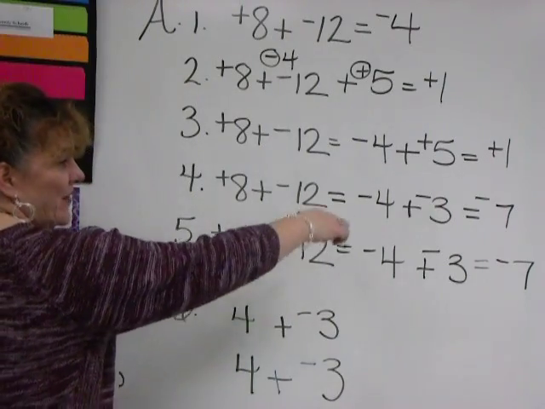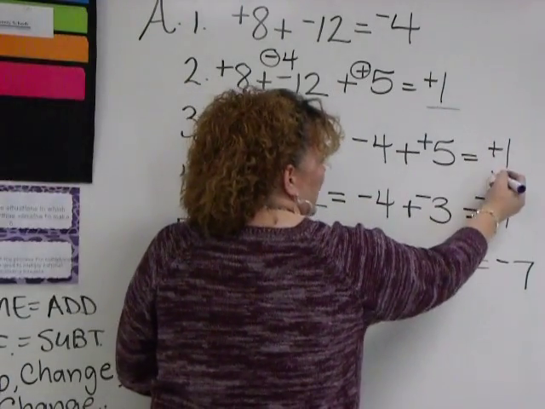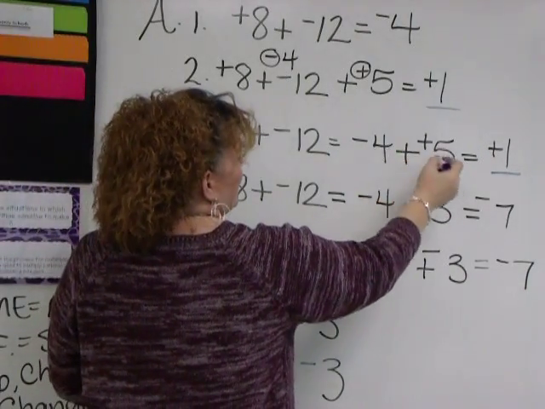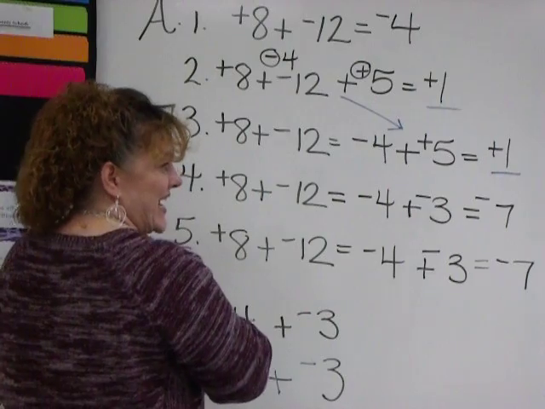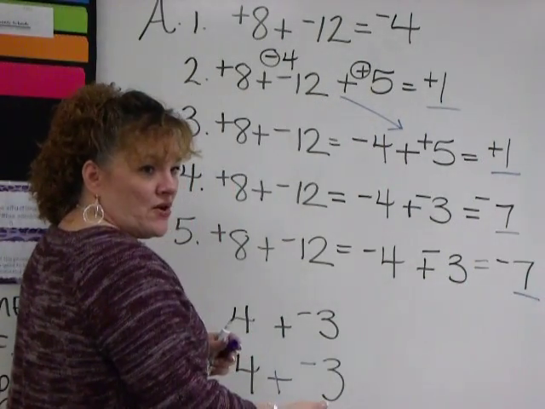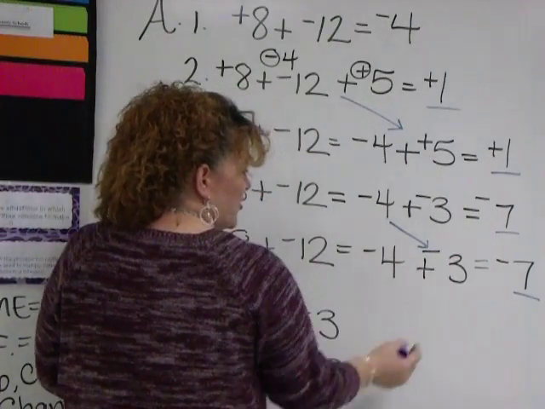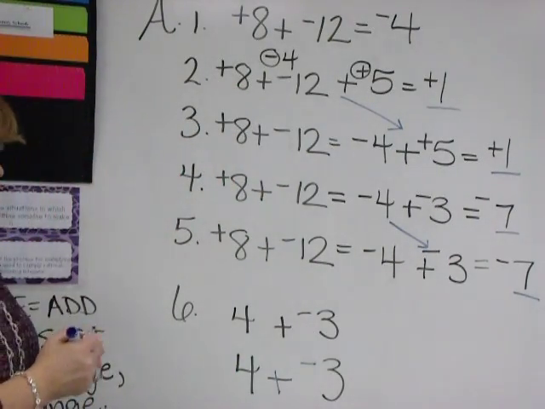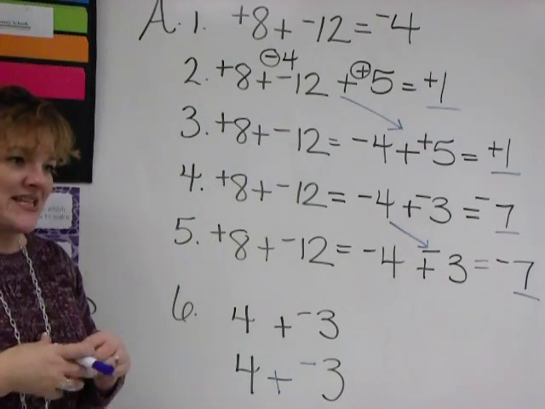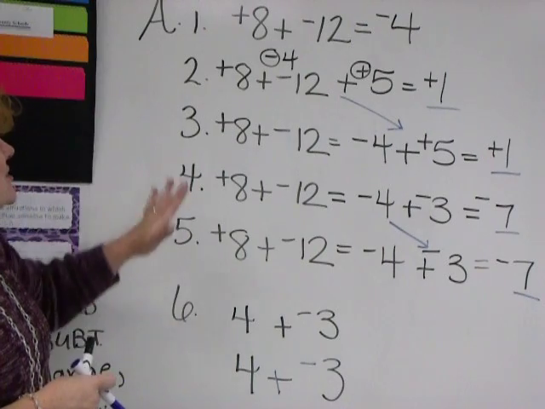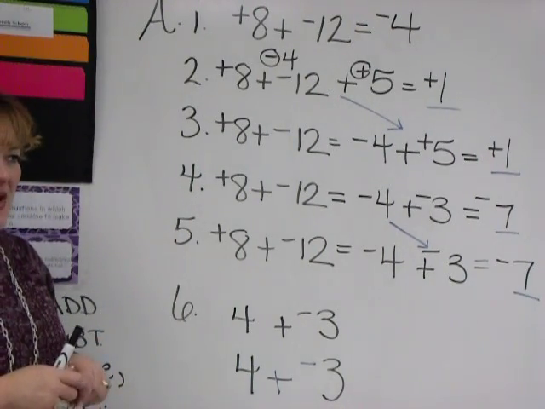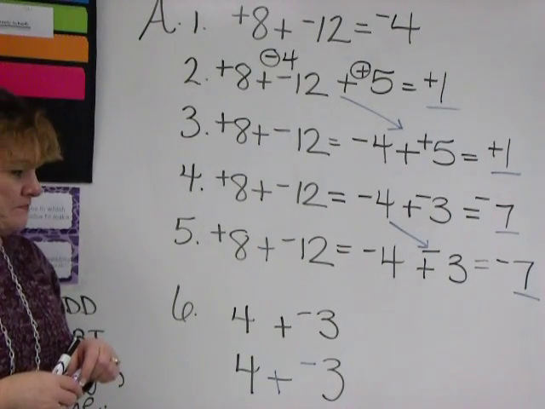Those were the patterns that they wanted you to see for these two being the same answer. When we did keep, change, change, we ended up having the same problem, and these two were the same answer. So that's what number 6 was asking us. Do you see those patterns that happened as you went through the process of doing A? Any questions about A?